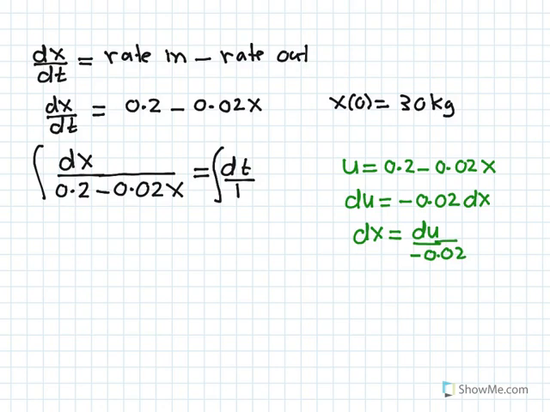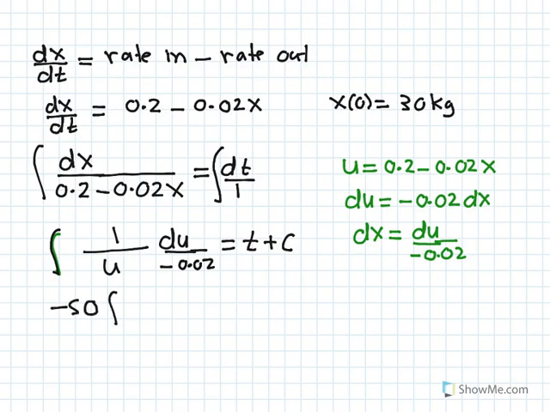All right, so what we have is the integral with the denominator, that's just u, and dx is going to be du divided by negative 0.02. On the right-hand side, if you integrate 1 dt, that's just t plus c, reversing the power rule. So now what we have is 1 divided by negative 0.02, that's negative 50. Remove it outside the integral, we get negative 50 times the integral of 1 over u du is equal to t plus c.